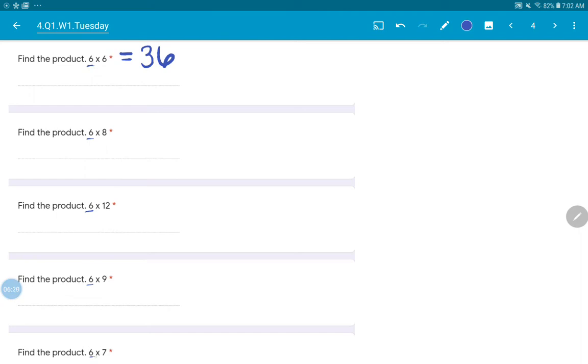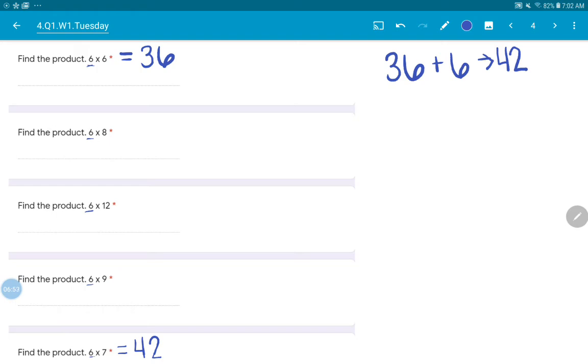Then I can come on down. I noticed that I had 6 times 7. So if 6 times 6 is 36, I need 6 more. So 36 plus 6, 36 plus 4 gets me to 40, and I have 2 more that I need to add. That gets me 42. So 6 times 7 is 42.